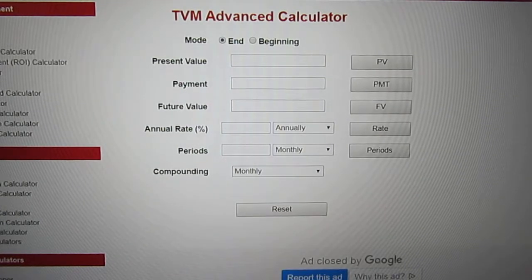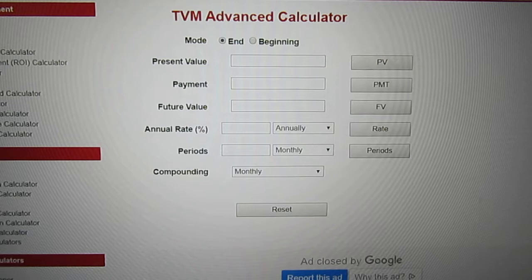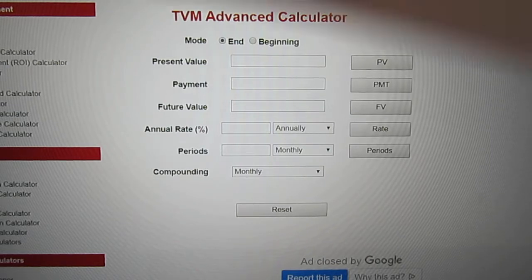This is a brand new video format. We're going to work with annuities online using the TVM solver. In this video, I'll show you how to use the TVM solver to calculate present value. So these questions are right off your sheet.